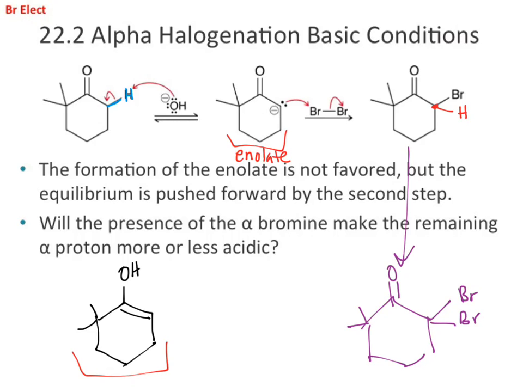Okay. This is the problem with our problem, and we can use it to our benefit with basic conditions. Once we put on that first bromine, we made it even more acidic. We can actually propagate this out to putting on more bromines. So we can do multiple substitutions this way. Okay? So that's the issue with our bromine.